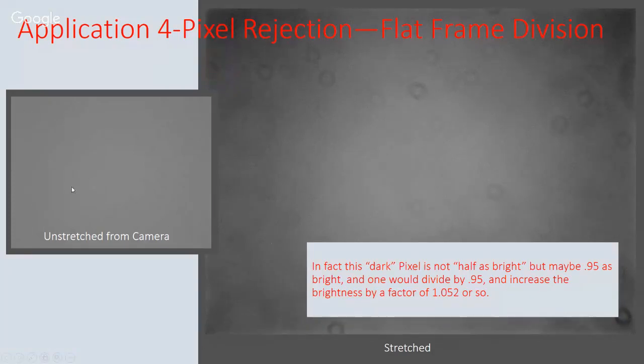You can't really tell that it's all that different. It's only after it's stretched. This pixel that we're talking about may have been 95% as bright as the pixel next to it. And so when you've established its ratio, you actually multiply the dark frame or the light frame by 1.052 or so. So it's not nearly as dramatic.